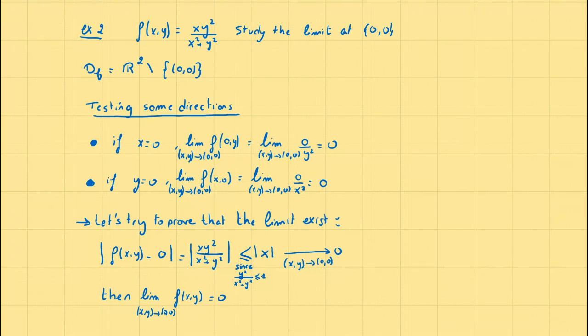And that's one of the methods that we use, which is to use the fact that y squared over x squared plus y squared, whenever you have a numerator over something bigger than the numerator, is less than 1, so we can remove it and keep the remaining part.